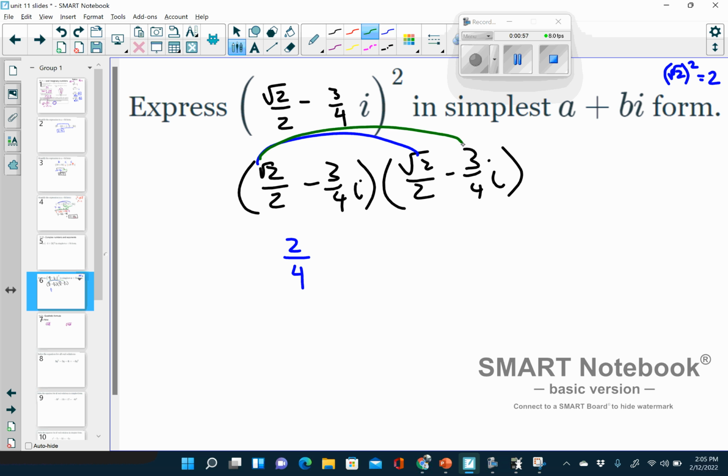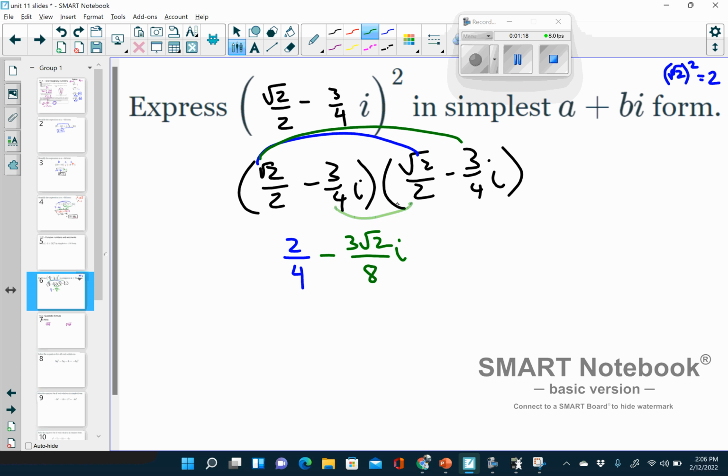So I have radical 2 times 3, which is going to be 3 radical 2. 2 times 4 is going to give me 8 on the denominator. And then there's an i there. Positive times a negative is going to give me a negative. Okay. Then I'm going to go ahead and do the inside.